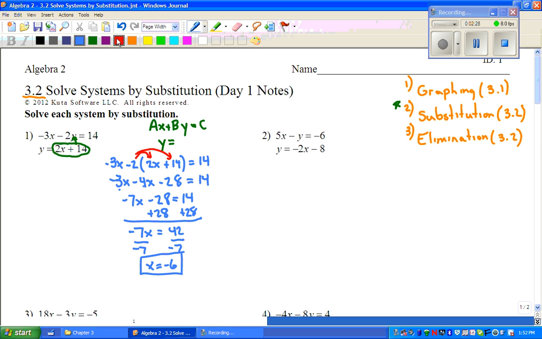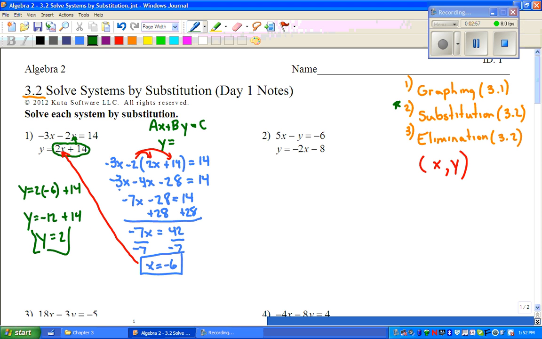Okay, now I want you to remember the solutions for these. It is going to be an ordered pair. It's an x comma y. So we found x, and what I'm going to do right now is put x right here, and that's going to help us to solve for y. So I got y is equal to 2 times negative 6 plus 14. So I substituted in for x now. And I get y equals negative 12 plus 14. So I get y is equal to 2. So my solution to this system of equations, negative 6 comma 2, is my ordered pair.